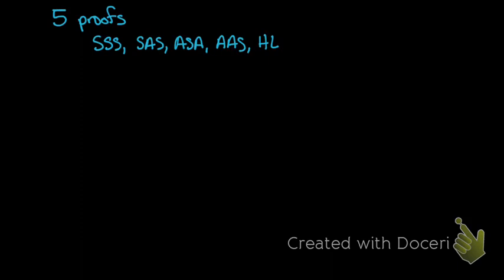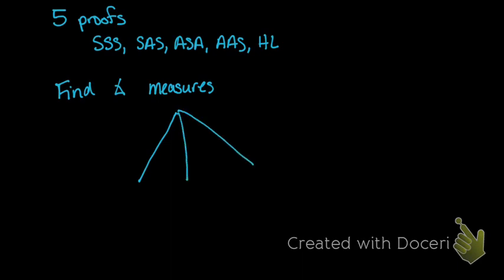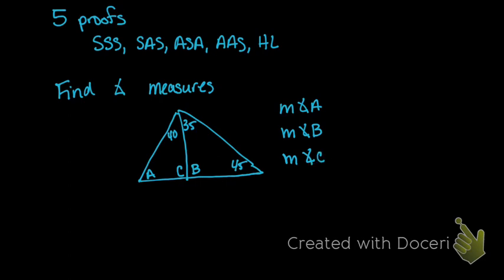On top of the proofs, you will also need to find angle measures. And what I mean by that is, if I were to give you a triangle, could you figure out the missing angles? So let's say I had this triangle here, and I was to label my angles. Let's say this one's 40, this one's 35, this one's 45. Let's call this one B and C. How would you find the measure of angle A, the measure of angle B, and the measure of angle C?